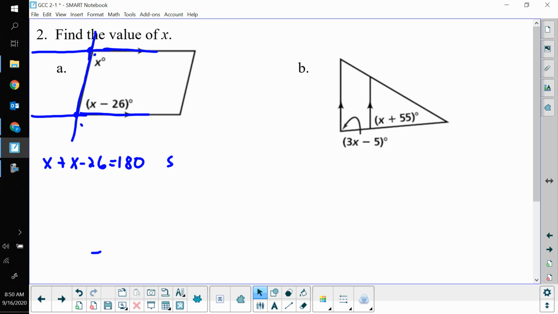And our justification would be same side interior are supplementary.